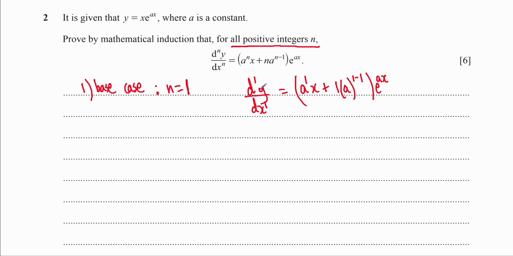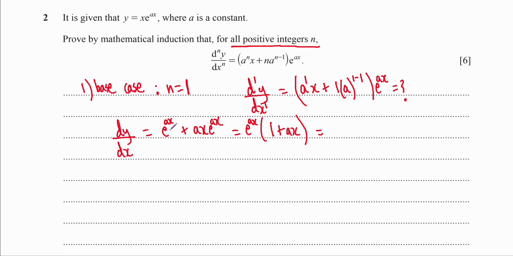So we have to find dy by dx first. So dy by dx, what is that equal to? Well, that is equal to the derivative of this. We can just use the product rule, right? So we would have e to the power ax plus ax e to the power ax. And this is equal to e to the power ax times (1 plus ax). And is this true to the right? Is this equal to the right hand side? So this is the question mark.